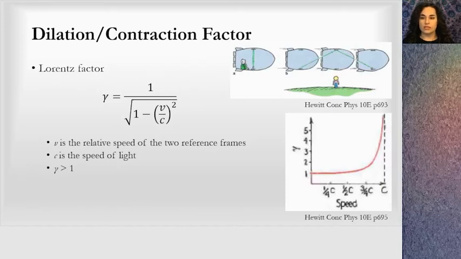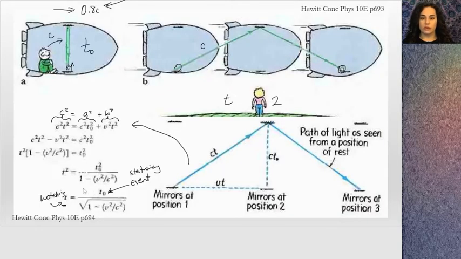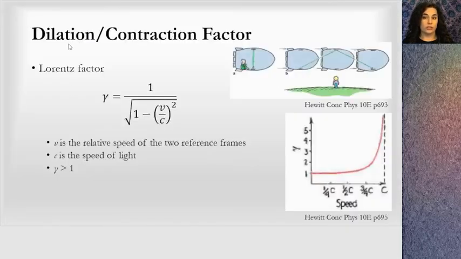And it's given by this value. And you can see where it comes from in here: 1 over this radical here. That's what we call the Lorentz factor. It's a dilation or contraction factor. You'll see that with length in a second. And it's calculated with this relative speed in here. v is the relative speed between the two reference frames. c is the speed of light, as we know. And this factor is always greater than 1.